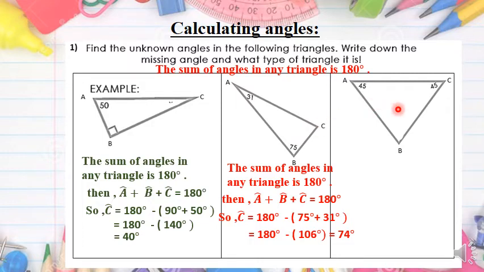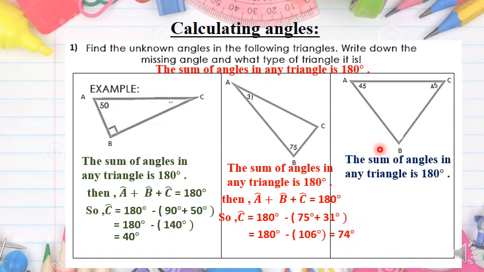Let's move to the third one. Do you remember from the previous session which triangle has two equal angles of measure 45 degrees? It's the right isosceles triangle. So it's logical that B is equal to 90 degrees. Let's find angle B using this property.